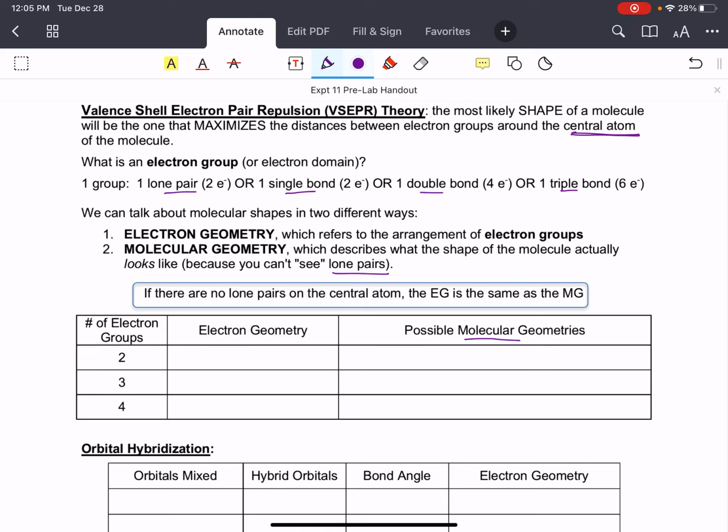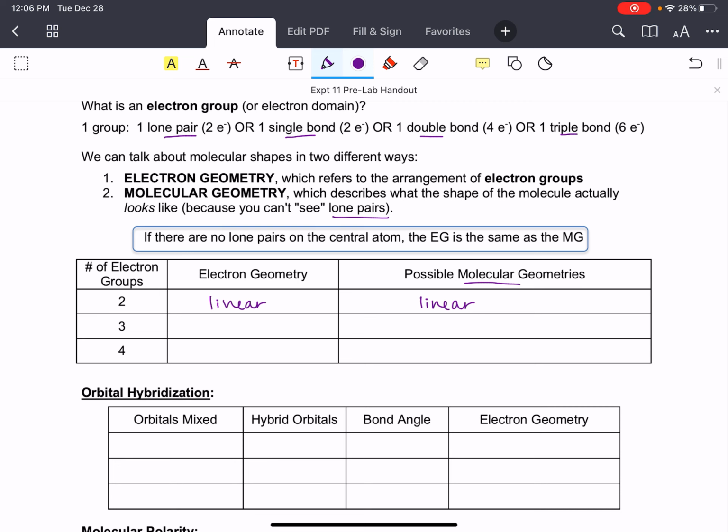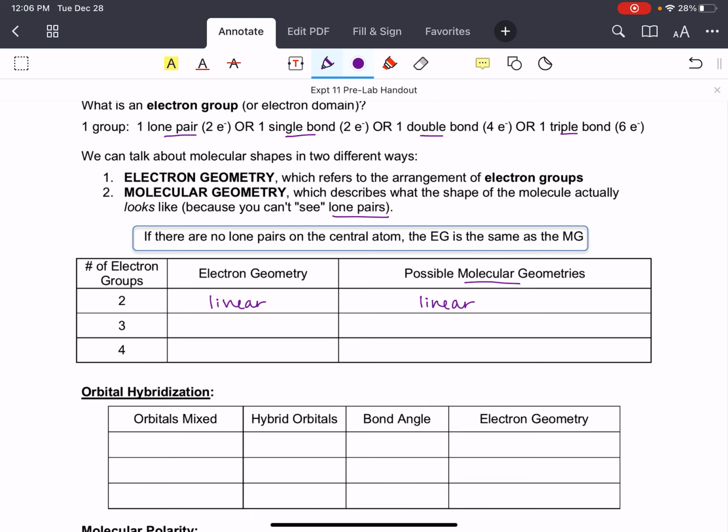So when we have two electron groups, we only have a linear electron geometry, and linear is actually as far apart as atoms or lone pairs can get from each other, so the molecular geometry also has to be linear when you have two electron groups on your central atom. When you have three electron groups, the furthest apart your atoms can be is a trigonal planar arrangement. In this arrangement, the molecular geometry can also be trigonal planar, and if you have a lone pair, you can also have a bent geometry.